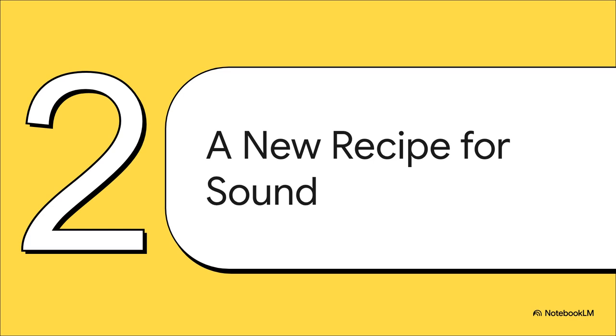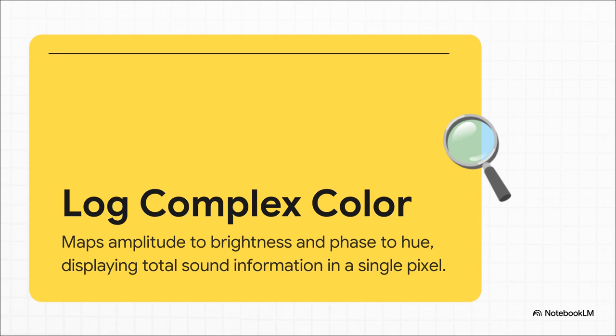So, how do we get all that juicy information back into the picture? Well, it turns out we need a whole new recipe for seeing sound. And this is it, log complex color. And the idea behind it is actually beautiful in its simplicity. It takes those two key parts of a sound wave and maps them onto every single pixel in an image. So amplitude, the loudness, that becomes how bright the pixel is. And phase, all that rich data we were missing, that becomes the pixel's hue, or its color.